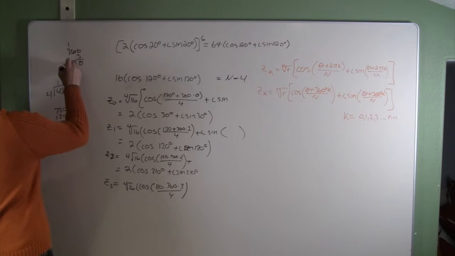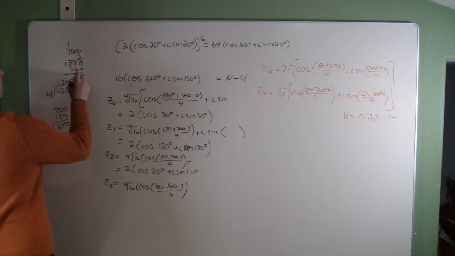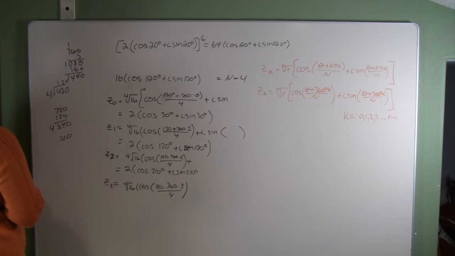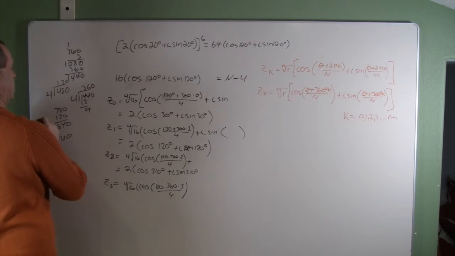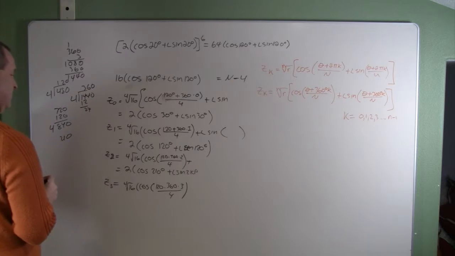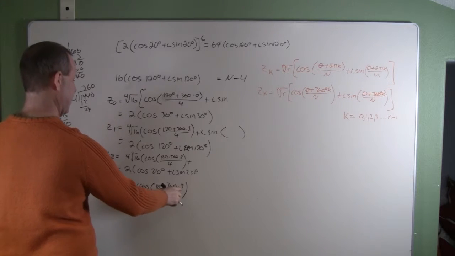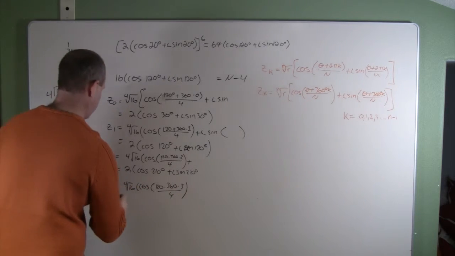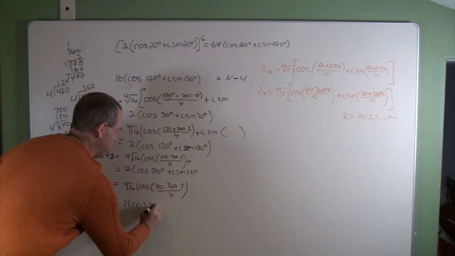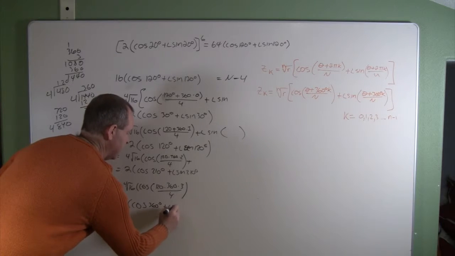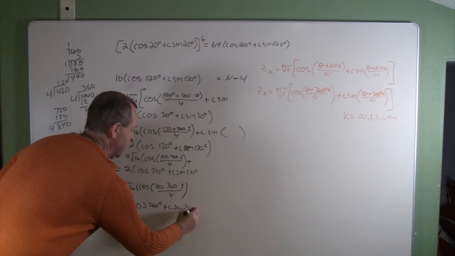360 times 3 is 1080. Add 120 to it, 1200. Divide that by 4. See if I made a mistake somewhere. 360. Oh yeah, 120 times 3 is 360. I'm getting rid of one of them. So 2 cosine 360 degrees plus i sine 360 degrees.